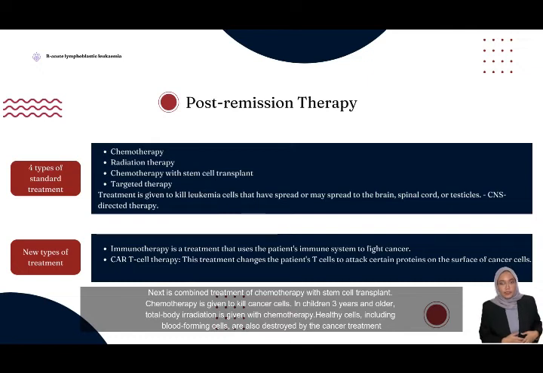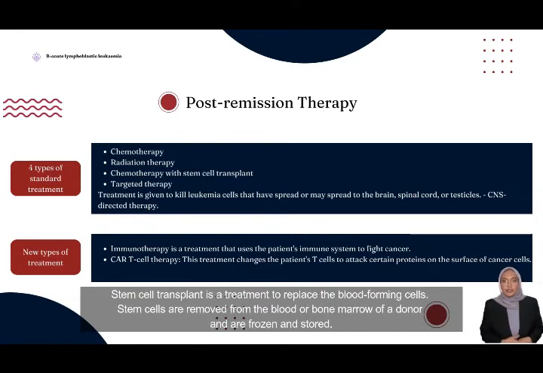Next is combined treatment of chemotherapy with stem cell transplant. Chemotherapy is given to kill cancer cells in children 3 years and older. Total body irradiation is given with chemotherapy. Healthy cells, including blood-forming cells, are also destroyed by the cancer treatment. Stem cell transplant is a treatment to replace the blood-forming cells. Stem cells are removed from the blood or bone marrow of a donor and are frozen and stored.